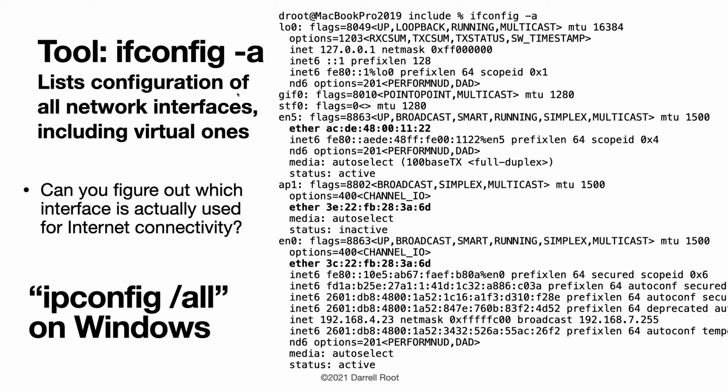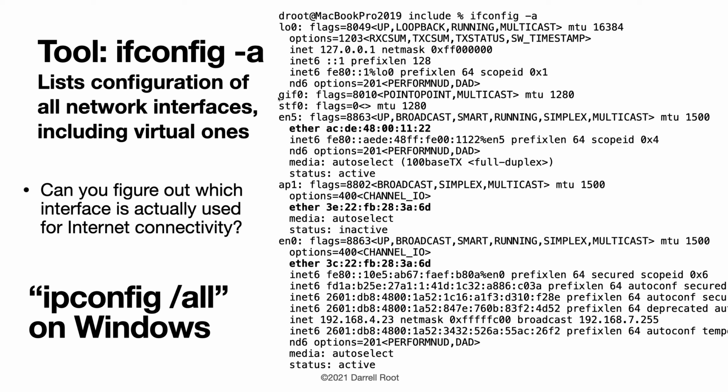Let's review our first tool. On Unix, it's called ifconfig -a. So it's ifconfig, and the -a means it prints out all information about all network interfaces, even virtual ones. If I run that on my Mac, I get an lo0 interface, which is the loopback 0 interface. And I have some other logical interfaces, gif0, stf0. I have en5, which is a type of Ethernet interface.